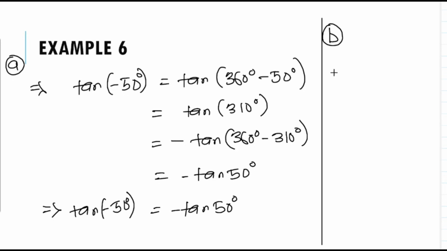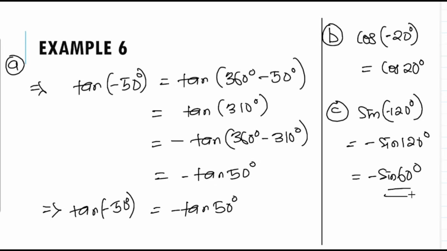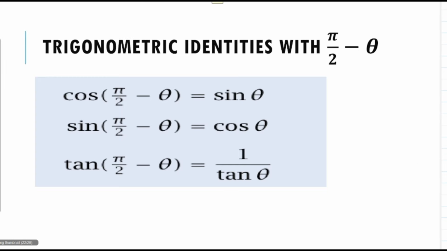So identities help you to apply shortcuts to simplify things. Also we can have that cos minus 20 equals cos 20. We don't need to prove it, just apply it. Sine minus 120 equals minus sine 120, which will be equal to minus sine 60. So this is how you can apply those identities to simplify problems.